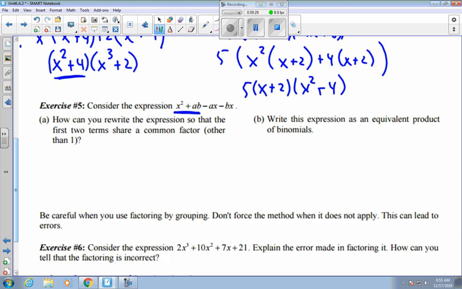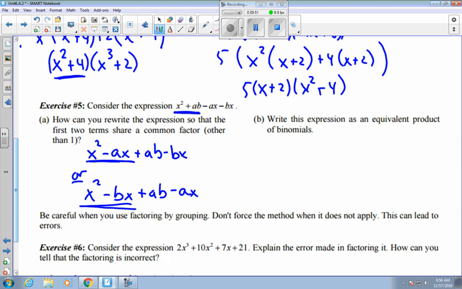If we want to rewrite it, I have an x squared, I can do a minus ax plus ab minus bx. Now I'll be able to take out a common factor of the first two terms. Or I could write it as x squared minus bx plus ab minus ax, and I can take out an x again.